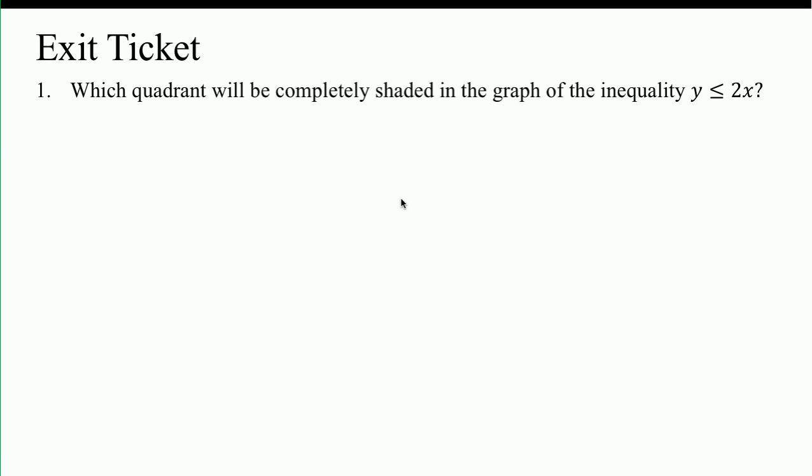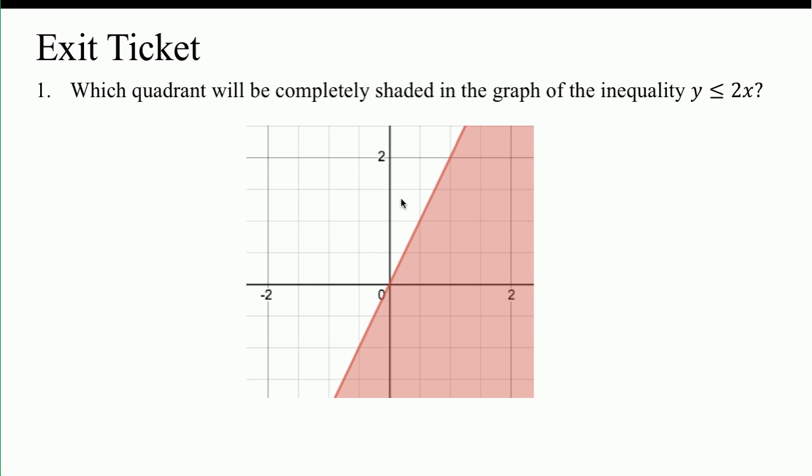Number 1 says which quadrant will be completely shaded in the graph of the inequality y less than or equal to 2x. Looking at the graph of y less than or equal to 2x, we can see that the first 3 quadrants are not shaded completely. Therefore, it must be that quadrant 4 is completely shaded by y less than or equal to 2x, as we can see in the picture.